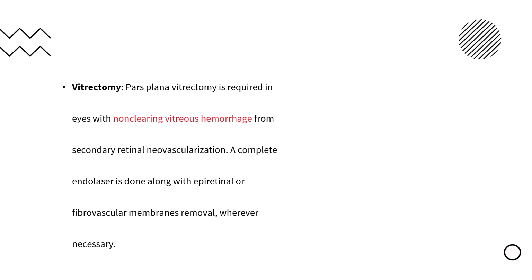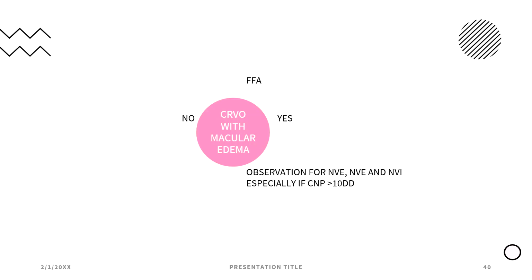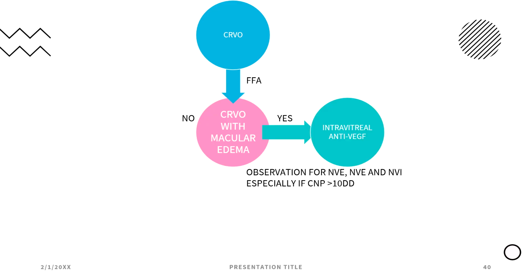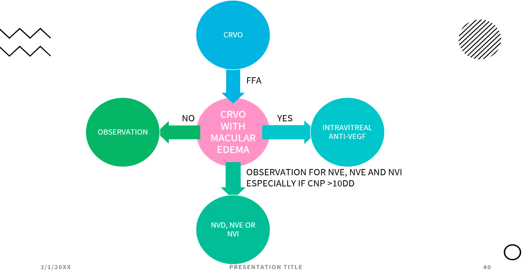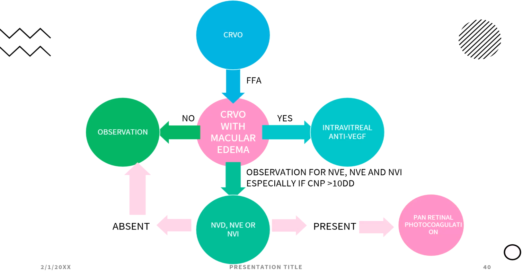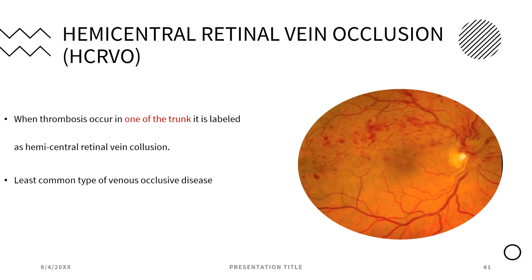Vitrectomy can also be performed in cases with non-clearing vitreous hemorrhages. In a patient with CRVO, FFA should be done, and if macular edema is present, then intravitreal anti-VEGF such as aflibercept, ranibizumab, and bevacizumab is to be given. In cases with macular edema, we have to observe for NVE, NVD, and NVI. If it is not present, then we'll go for observation. If it is present, then we'll go for panretinal photocoagulation if NVI is present in more than 2 clock hours.